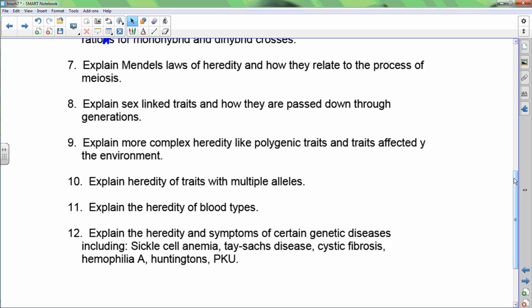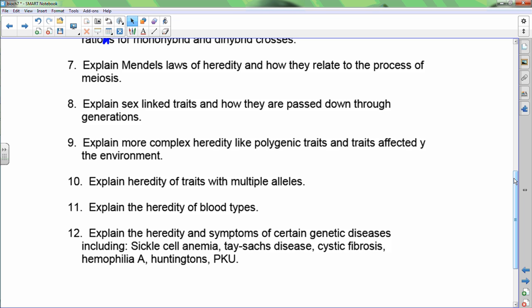Okay, number 8 says explain sex-linked traits and how they are passed down through generations. Only on the X chromosome. Remember, a couple of things. Number 1, that means that males are not carriers. Either they've got the trait or they don't have the trait. But the other thing is, that means that males always get that trait from who? Their mother, because they get the X chromosome from her. Y chromosome comes from dad.